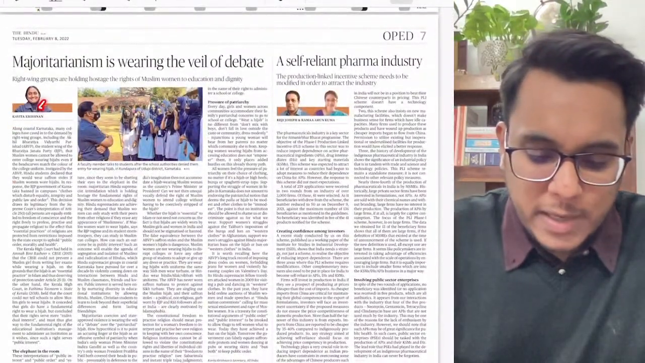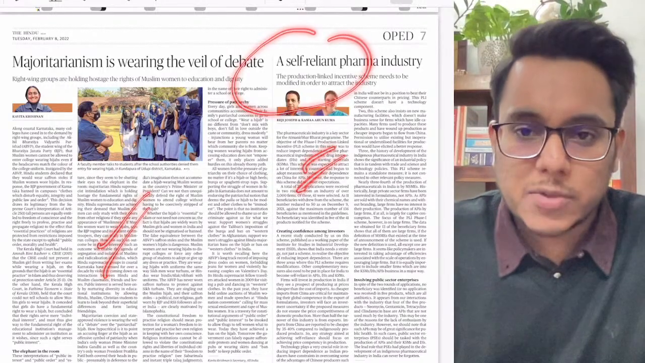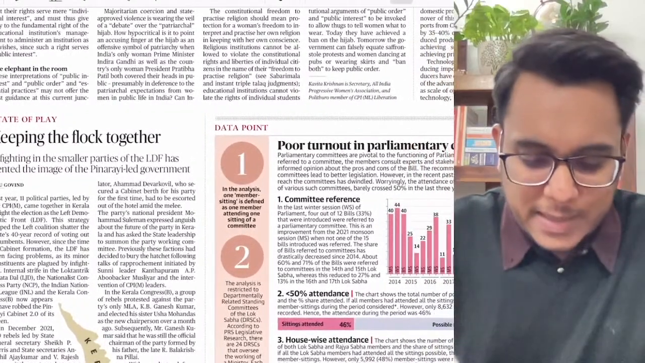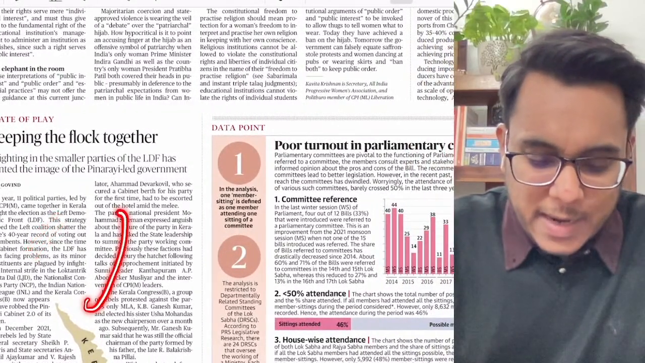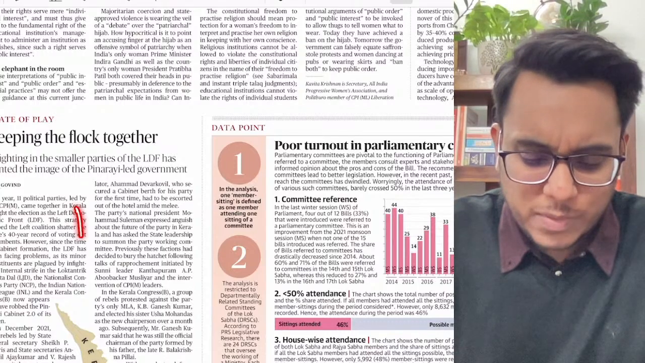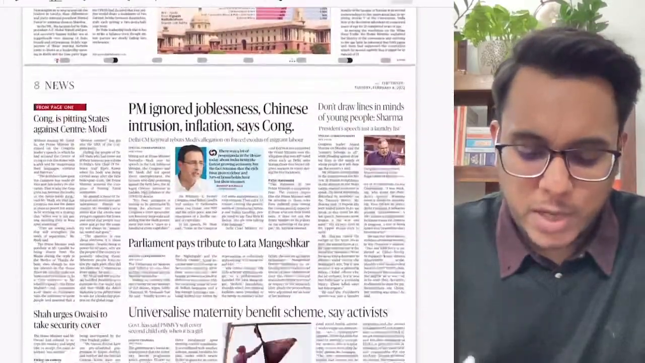Then after that, majoritarianism is wearing the wheel of debate. Okay, a self-reliant pharma industry, we'll see what this issue is, what this article is talking about. Then keeping the flock together, fine. In-fighting in the small parties, LDF basically issue. So this is a political article, not important for our UPSC.